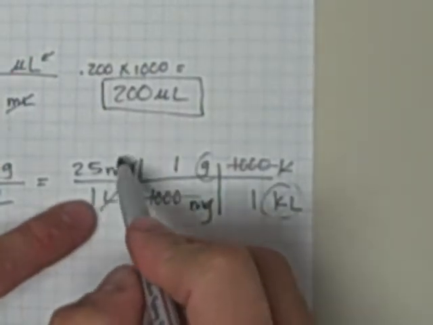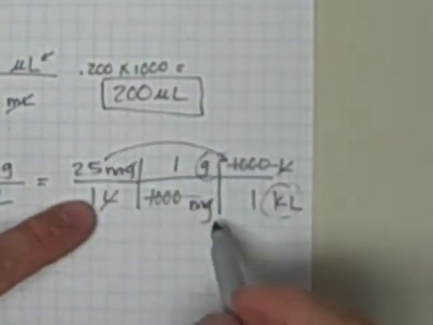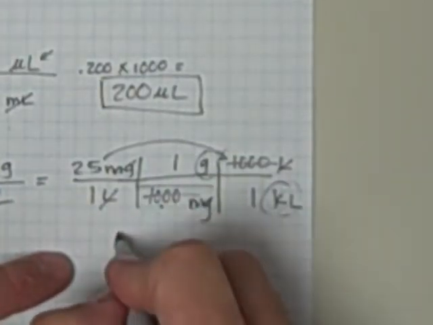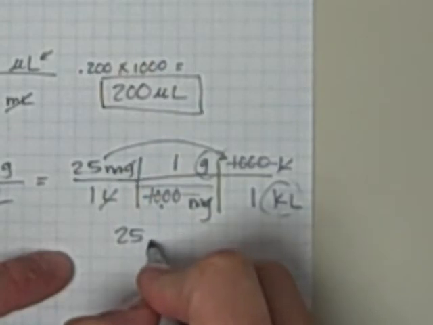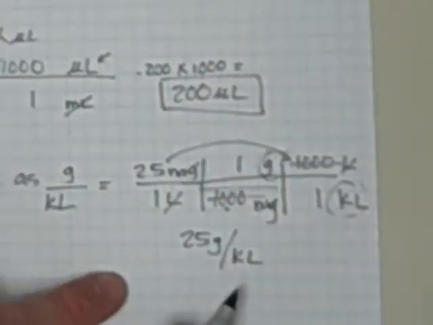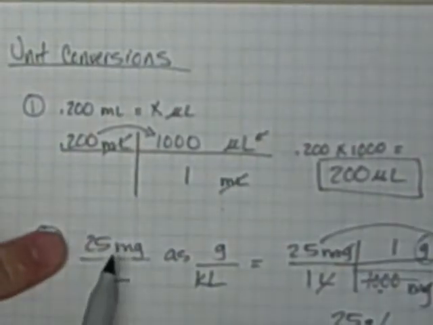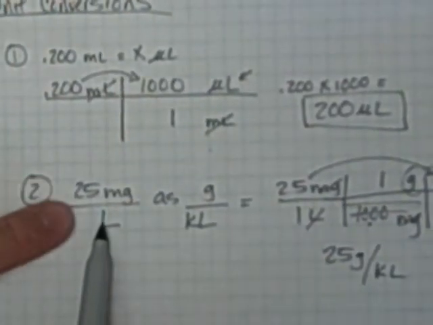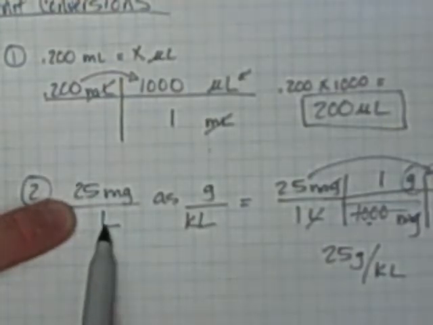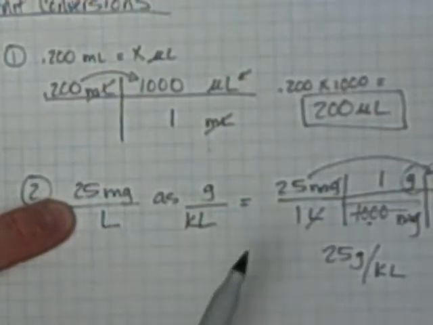I could do the math where I multiply 25 by 1,000 and then divide the whole thing by 1,000. Same idea. So I end up with 25 grams per kiloliter, which makes sense. I started off with 25 milligrams per liter. I know a gram is 1,000 milligrams, and I know a kiloliter is 1,000 liters. So it shouldn't be too tricky there.